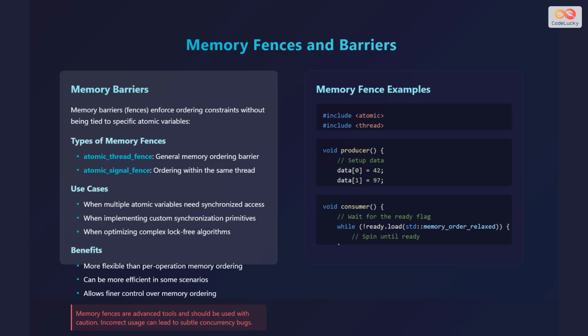Then we call atomic thread fence with memory order acquire to ensure that all memory operations after this point cannot move before it. As a result, the reads of the data array are guaranteed to see the values written by the producer. Memory fences are advanced tools and should be used with caution. Incorrect usage can lead to subtle concurrency bugs.